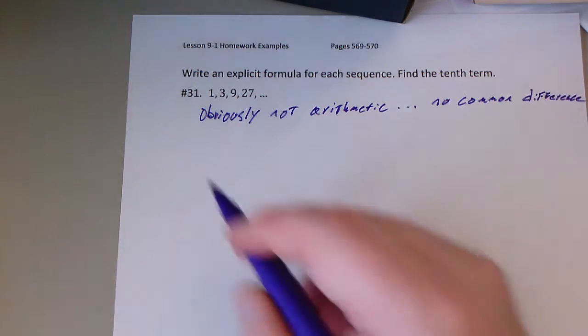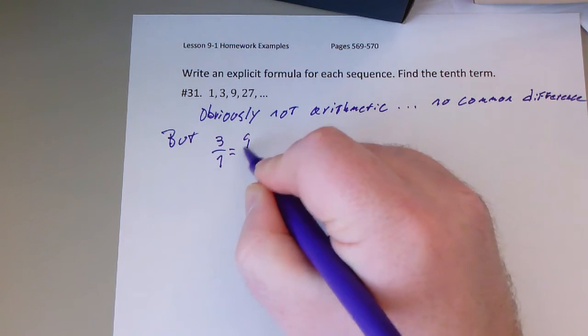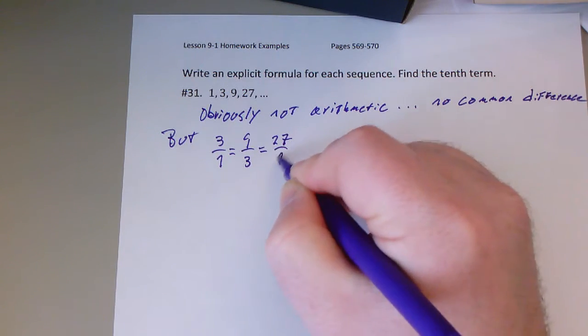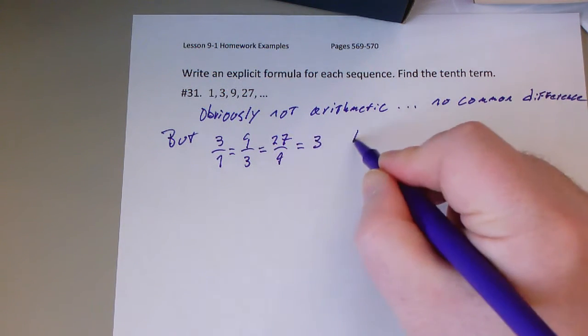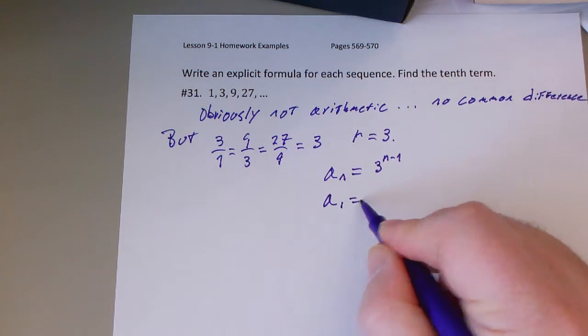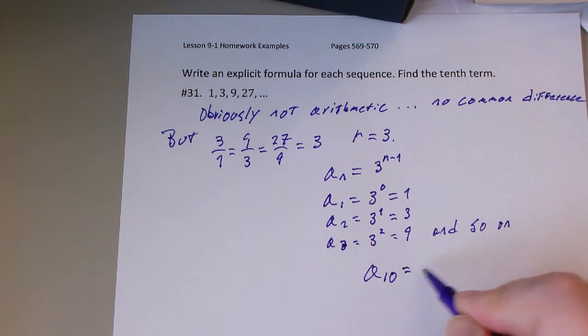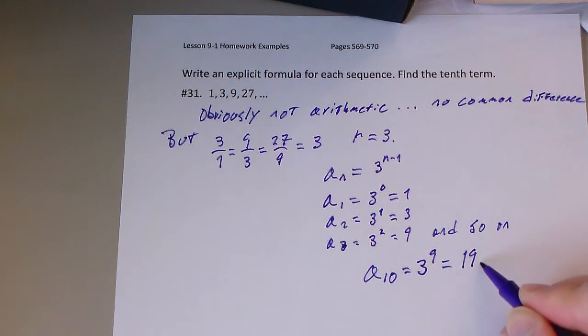Okay, so not arithmetic. This actually looks like a geometric sequence, because each time we're tripling. Let's check the ratios then. We see each term is 3 times the term before it, so we have a common ratio of 3. Okay, so our pattern was 3 to the n minus 1, so that 3 to the 0 is 1. That was our first term.